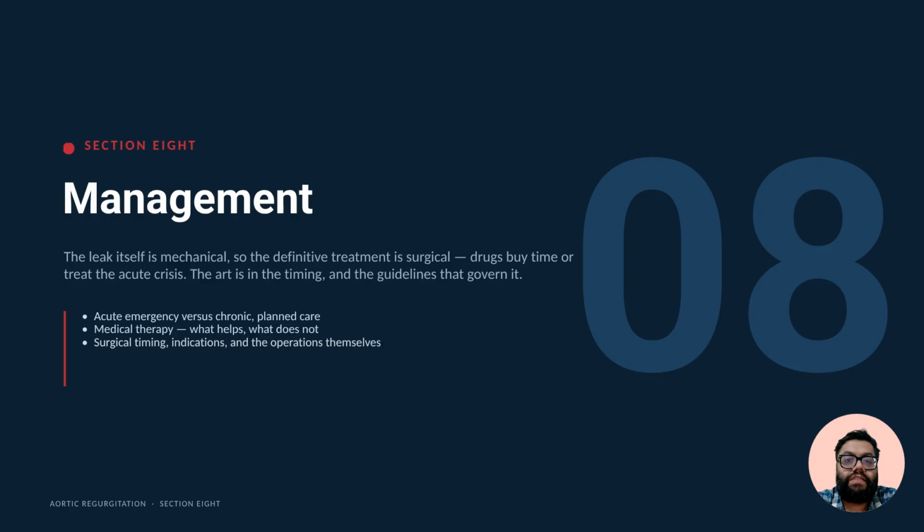The heart of the section is timing, the two governing principles and the precise ejection fraction and dimension triggers that decide when to operate, followed by the formal indication tables and a clean decision algorithm. Finally, we will tour the operations themselves, from replacement to elegant valve sparing repair, and explain why transcatheter valves struggle here. The whole art, remember, lies in catching the surgical window before the ventricle is damaged beyond recovery.